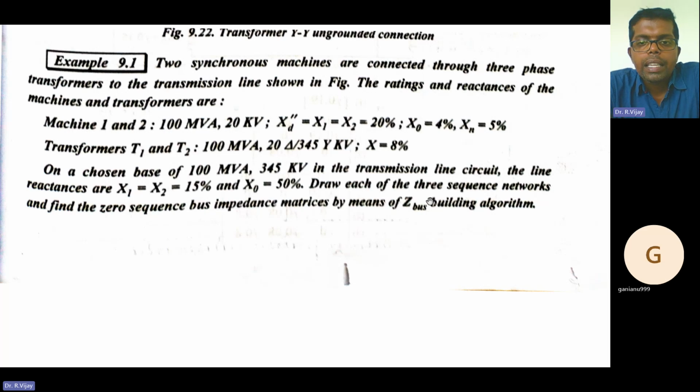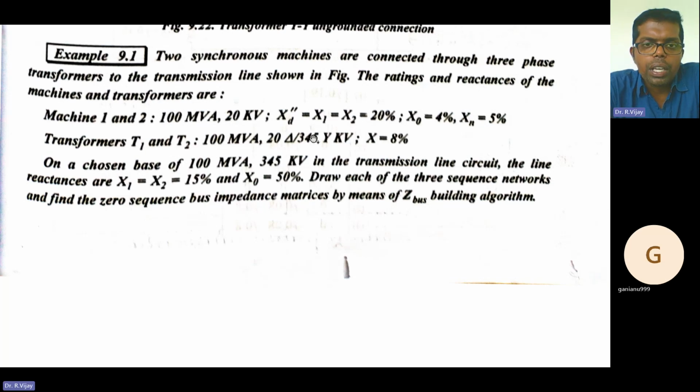Draw each of the three sequence networks. We need to draw the sequence networks and find the zero sequence bus impedance matrix. The zero sequence bus impedance matrix we need to find by means of the Zbus building algorithm. As I said, we have seen the Zbus building algorithm in detail in our previous classes. Next, the figure is also given in the problem.